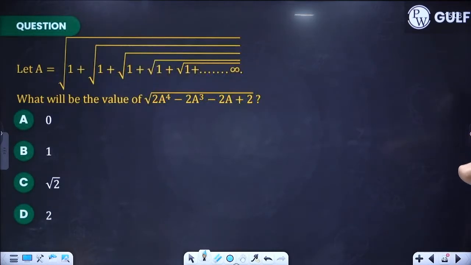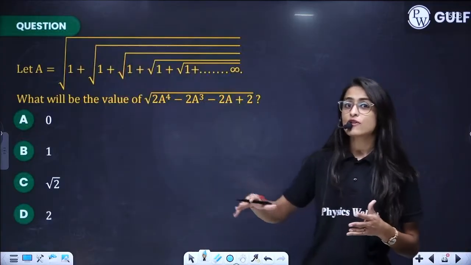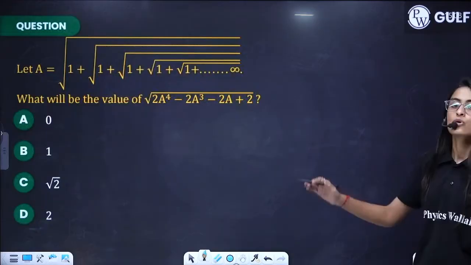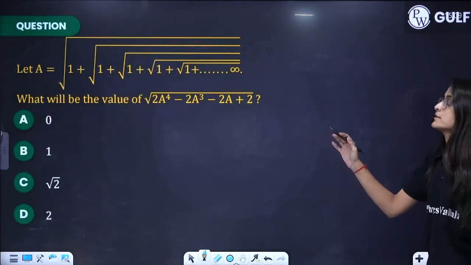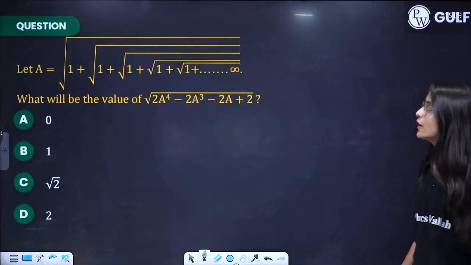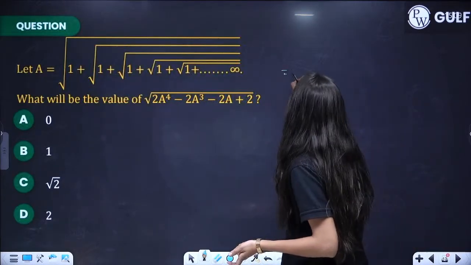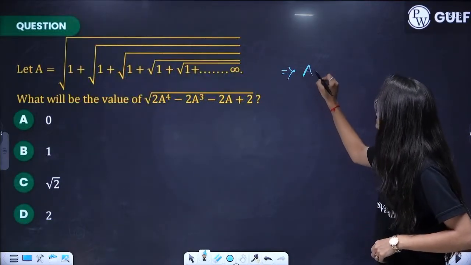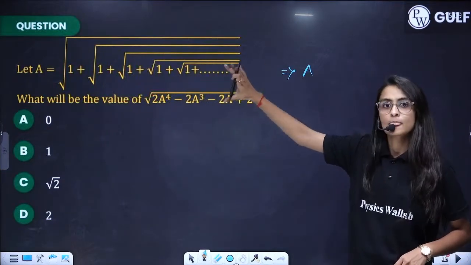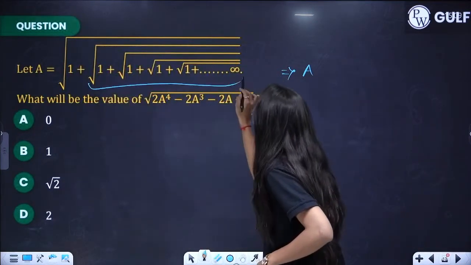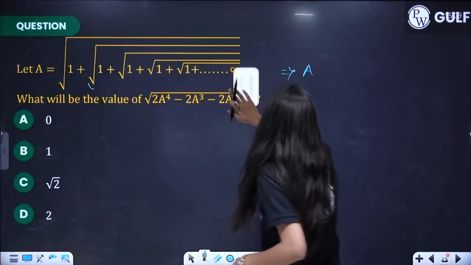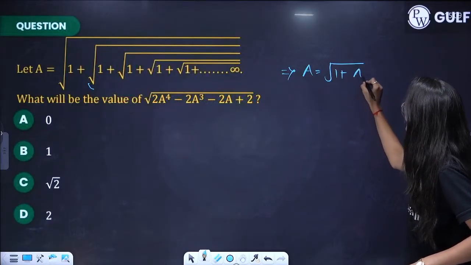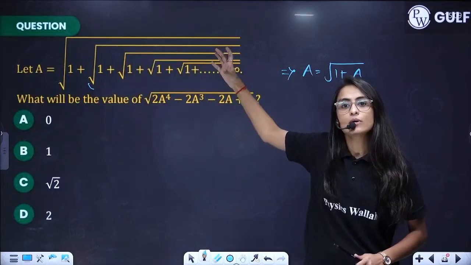to the next question. Let A be root of 1 plus root of 1 plus root of 1 plus, and it goes on and on. So what will be the value of root 2A raised to 4 minus 2A cube minus 2A plus 2? For this, we'll be applying a similar method to which we applied in the very first initial question. So if A is equal to the expression, can I write the further expression as A as it is? Okay, so substituting A as 1 plus A, the later expression I'll be writing down as A as it is.